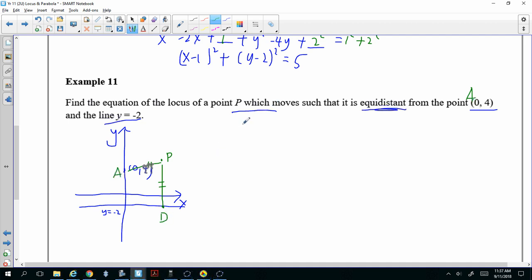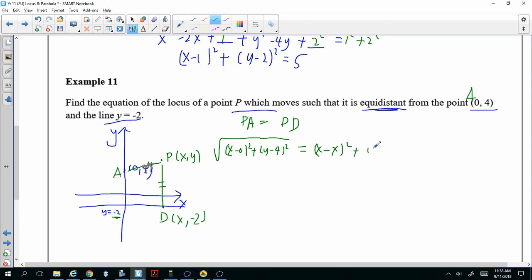Now P will always be the unknown point, (x, y). The point D will be directly below P, so they must have the same x value, and the y value on the line, which is -2. Right? So now we have to use the distance formula. So we do PA, which is the square root of (x minus 0) squared plus (y minus 4) squared, equal to PD, which is the square root of (x minus x) squared plus (y minus -2) squared. Like that. So what do we have?